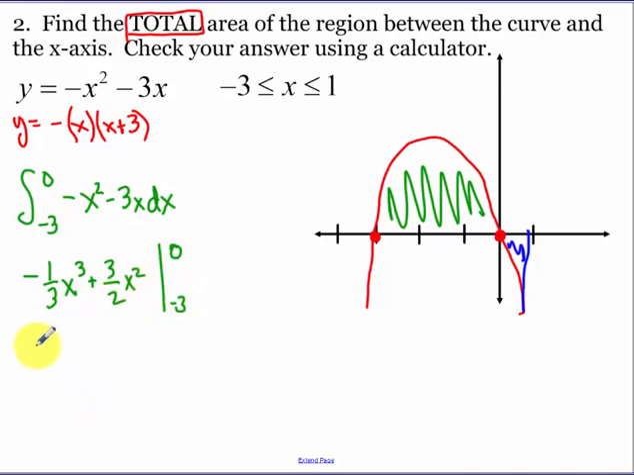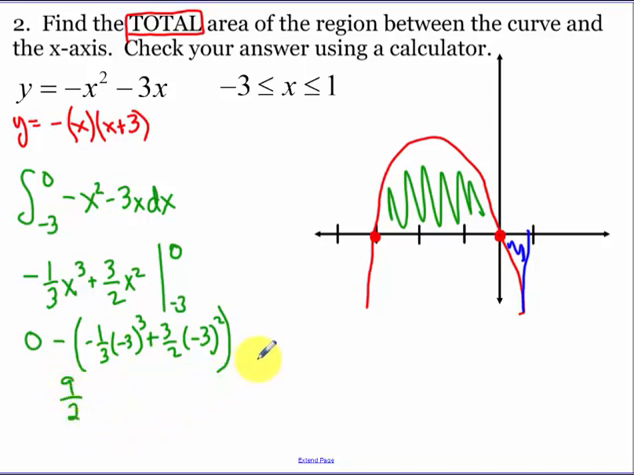When I plug in 0, I'm going to get a 0 minus, I have a negative 1/3 times negative 3 cubed plus a 3/2 times negative 3 squared. Now going through and evaluating all of that, I get 9/2. I'm not going to bore you guys with going through the algebra of that. You guys can do that algebra on your own.